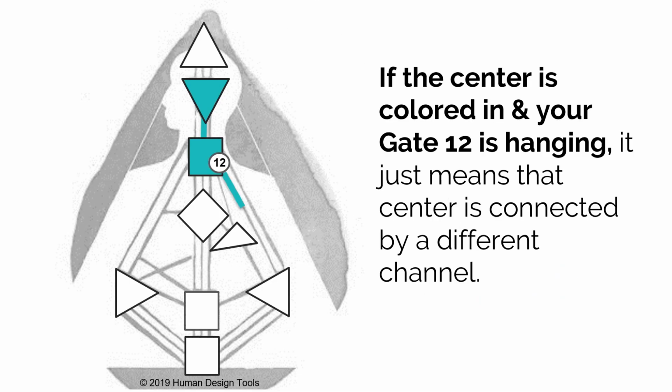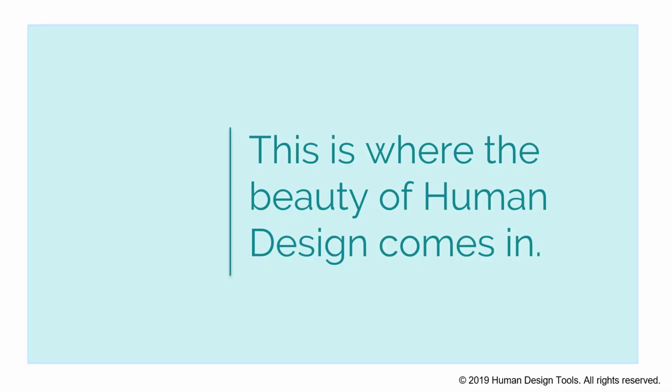If the center where your hanging gate is hanging off of is colored in, that can happen. It just means that the center is connected by a different channel. So if the throat was filled in, even though there was a hanging gate off of it, that center is actually activated from the ajna because there's a full channel to the ajna. I just wanted to point that out because you might be confused. Why is it colored, but there actually is a hanging gate? That can happen too. The 12 still has a defined way of feeling the energy, even though it's a hanging gate. This is where the beauty of human design comes in.